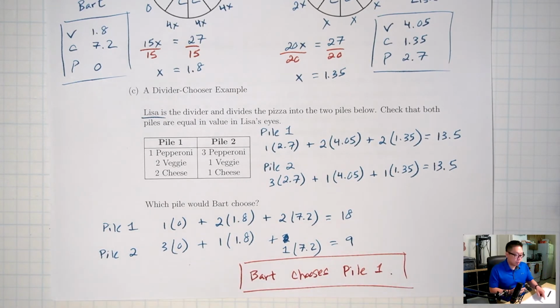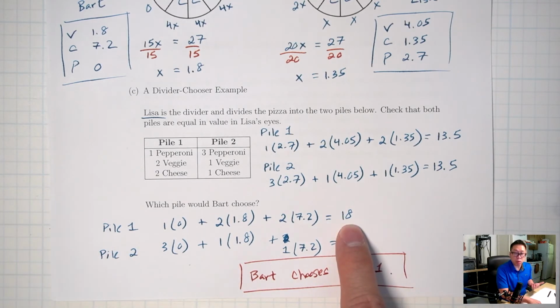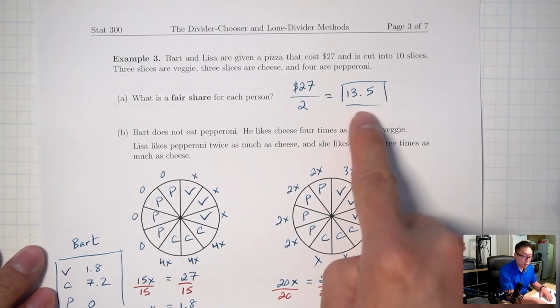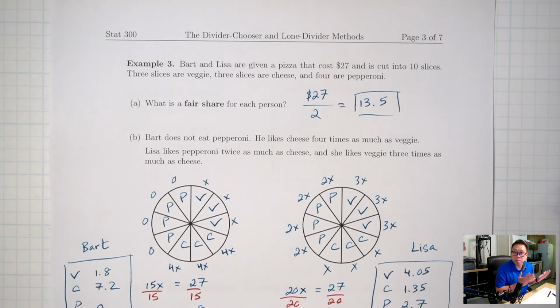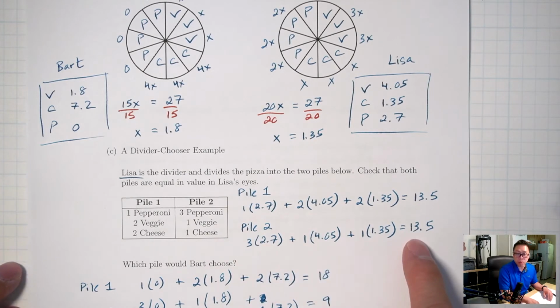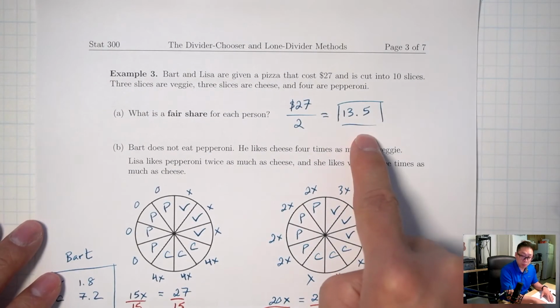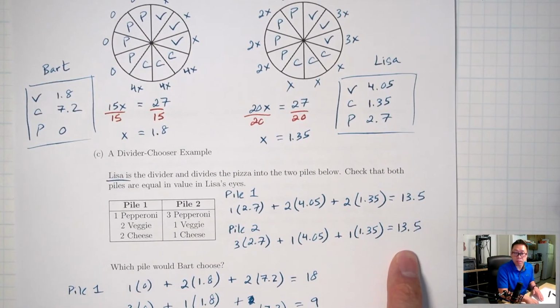Which means Lisa is going to get the other pile, pile 2. And both people are happy. So Bart gets pile 1, which is $18 worth of pizza. In his eyes, he deserves $13.5 worth of pizza. So he got more than he deserves. He's happy. Lisa gets the other pile, which is pile 2. Pile 2 in her eyes is worth $13.5. In her eyes, she deserves $13.5 worth of pizza, and she got $13.5 worth of pizza. So she's happy.